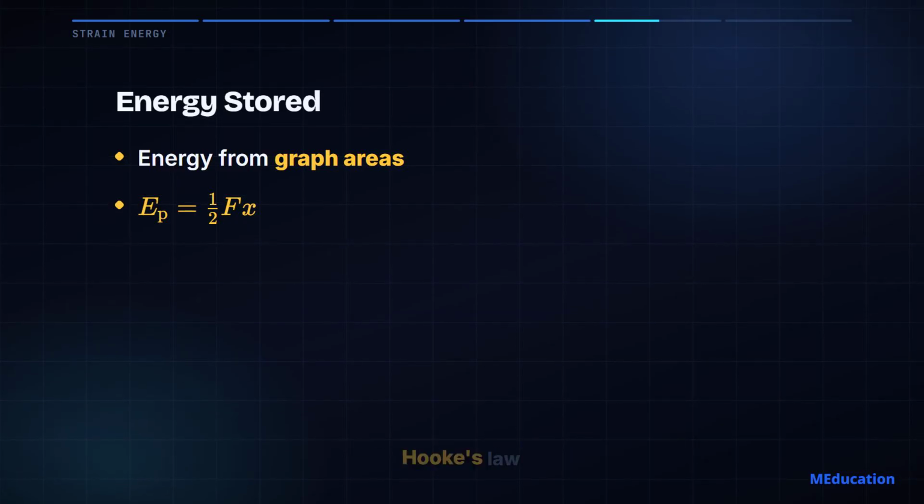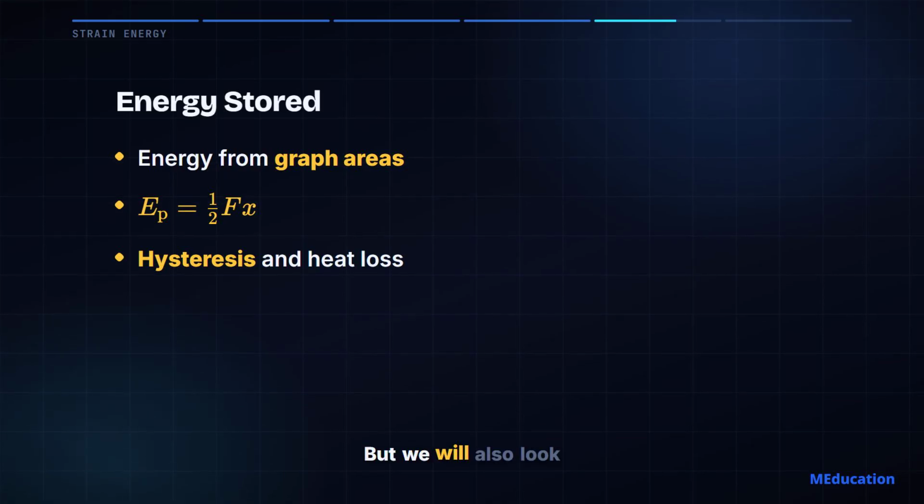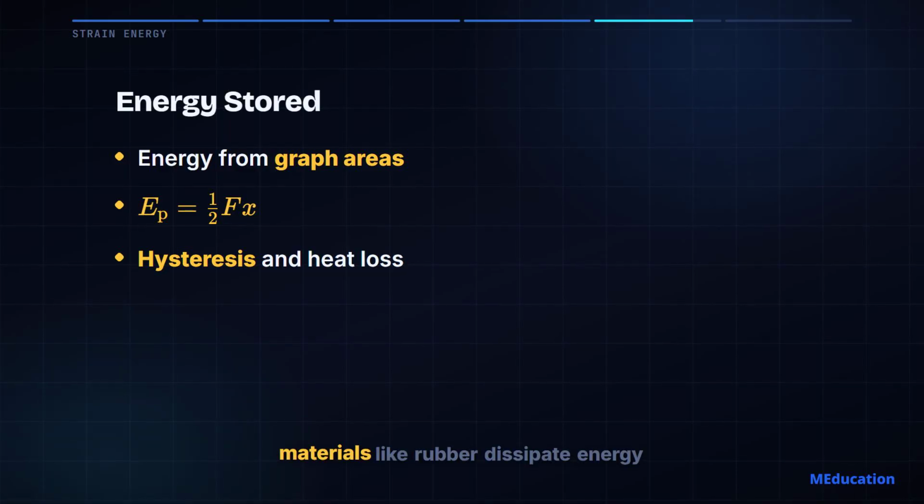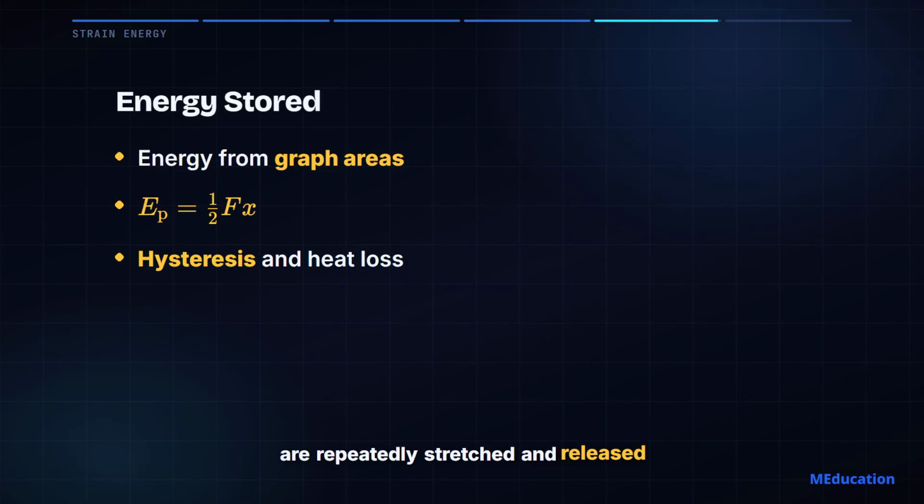For a straight line obeying Hooke's law, this is simply a half Fx, but we will also look at curves, exploring hysteresis to see how materials like rubber dissipate energy as thermal energy when they are repeatedly stretched and released.